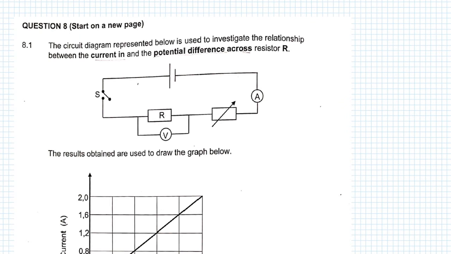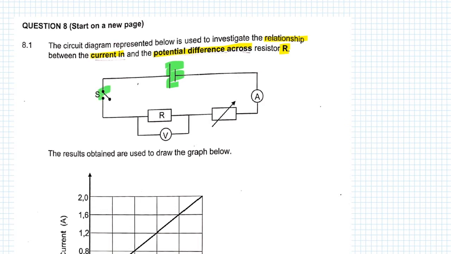This question says, the circuit diagram represented below is used to investigate the relationship between current in and potential difference across resistor R. So we're quite familiar with this investigation because we actually perform it in grade 11. And we see over here that the battery has no internal resistance, or if there is any internal resistance, it's not shown on this diagram or in the circuit diagram.